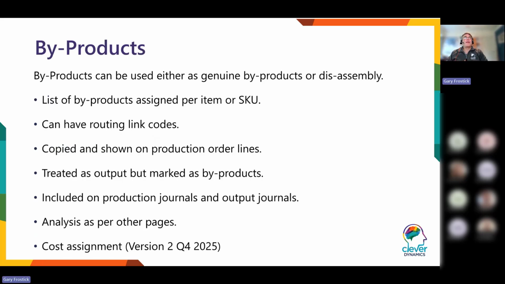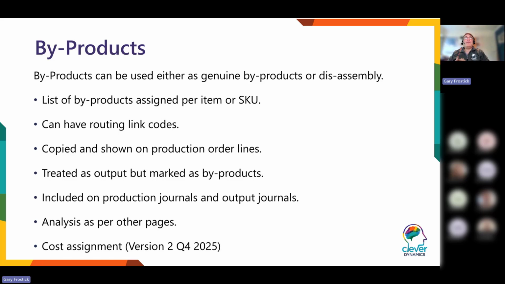Another area is byproducts, and I think I should define what I mean by byproducts. In our mind, a byproduct is one of two things. It's either a genuine byproduct, so when you make something, you have another product that has a value or has a use or can be used. It could be an offcut of a piece of material. It could be a genuine byproduct that gets created. But when we also talk about byproducts, we can talk about disassembly, so when you've got multiple outputs from one component input as well.